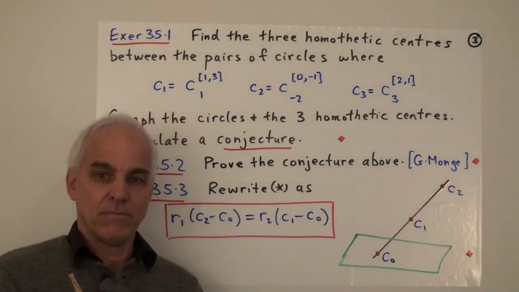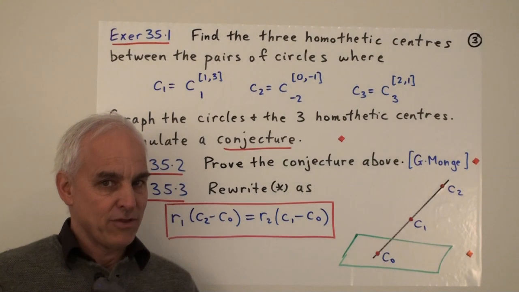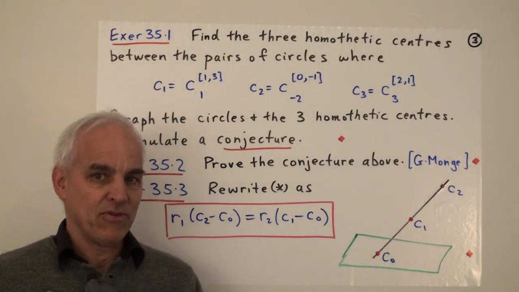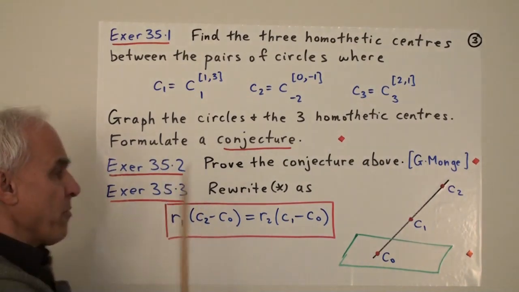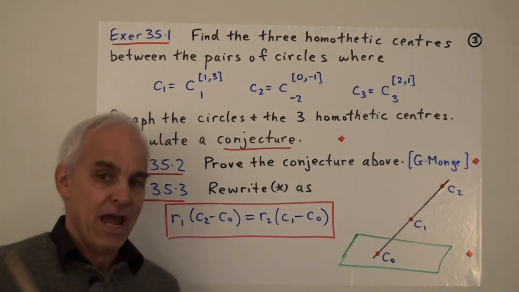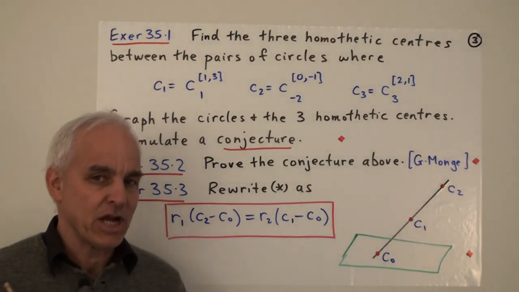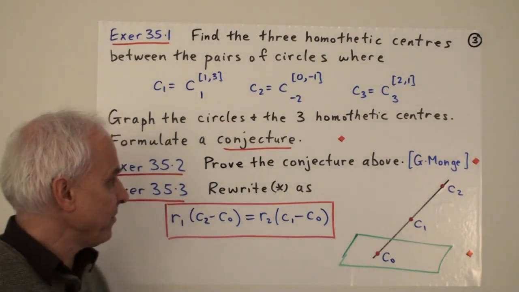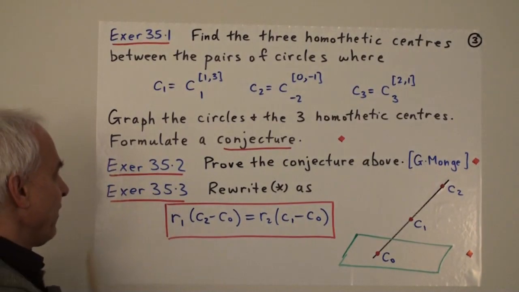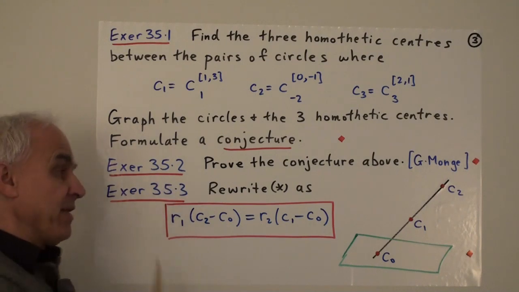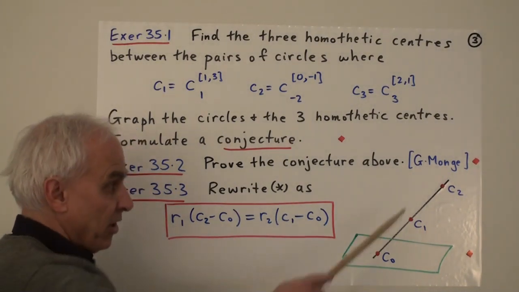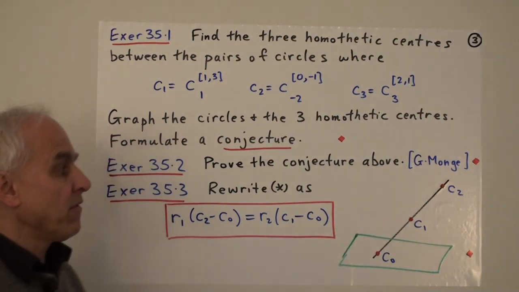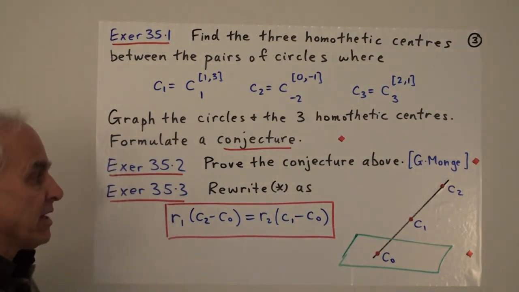Just put everything on a planar graph to check that you've got things in the right positions and things are looking good. And then formulate a conjecture. So once you have that picture in front of you, I think a conjecture might leap out at you. And once you've formulated that conjecture, well, have a go at proving it. It's actually a theorem that goes back to the important French geometer Gaspard Monge.